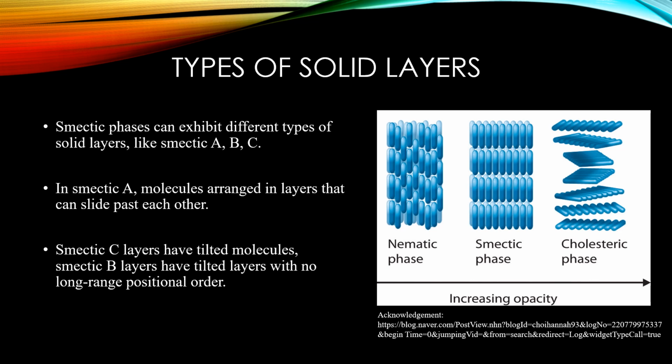Here come some of the types of solid layers. Smectic phases can be classified into different types depending on the arrangement and orientation of the molecules within and between layers. Some of the common types include smectic A, smectic B, and smectic C phases.